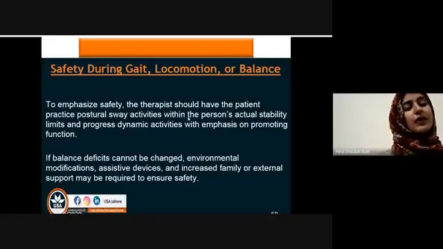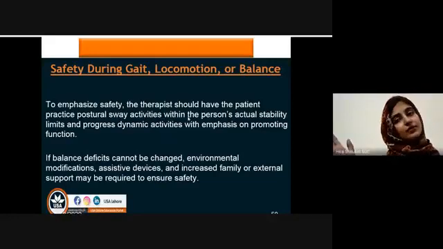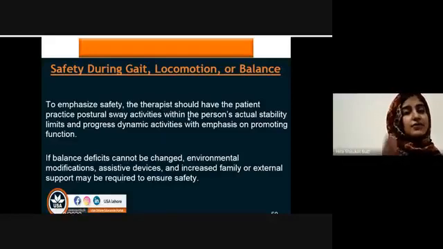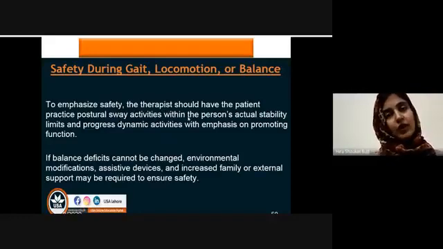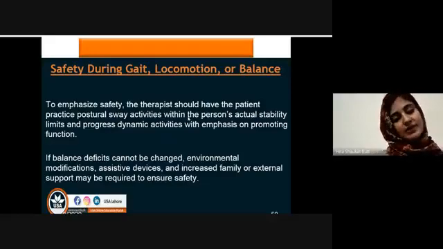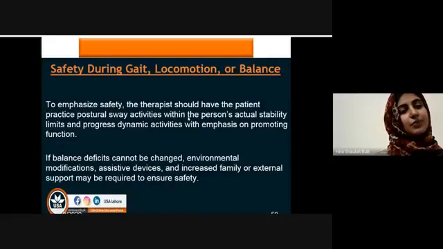If you talk about environmental modification, the lighting in the room must be adequate, and the surfaces must be firm. There must not be slippery or uneven surfaces, and no uneven mattresses in that room. The person must know how to correctly use the assistive device. And obviously the motivation and the family support are things that can make things easy for the patient suffering from a balance problem.